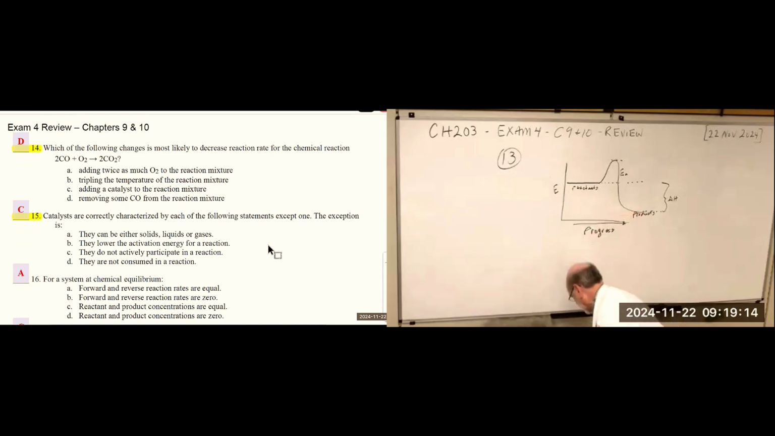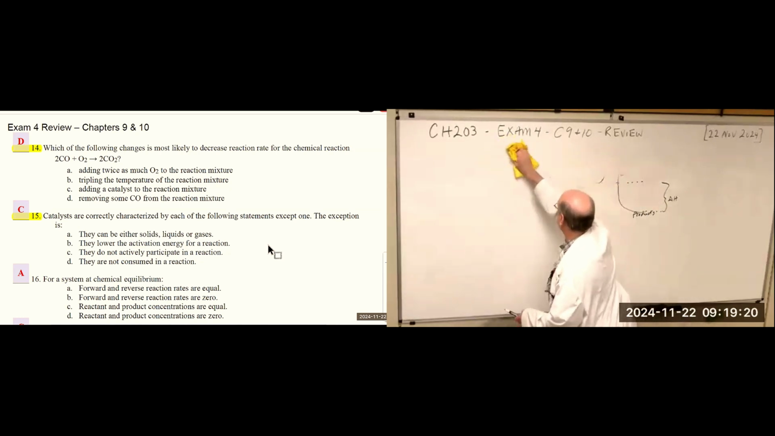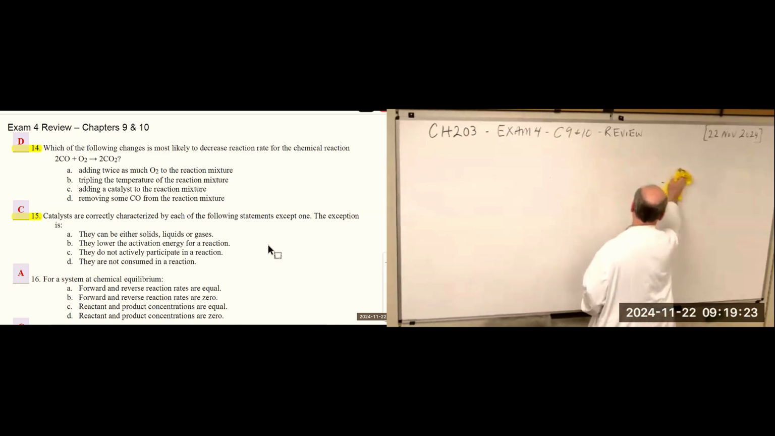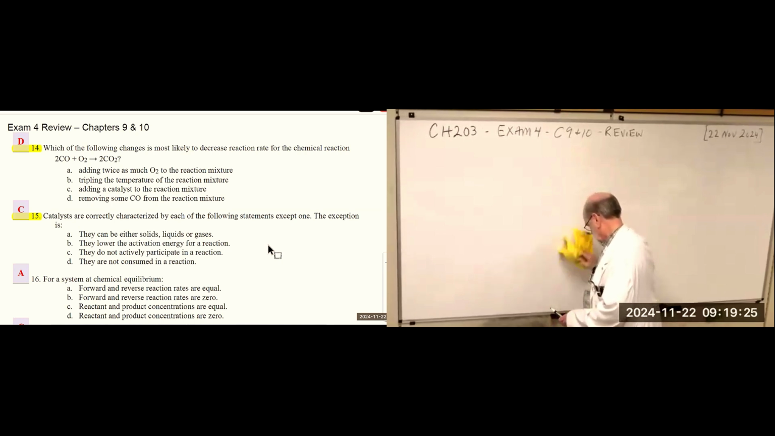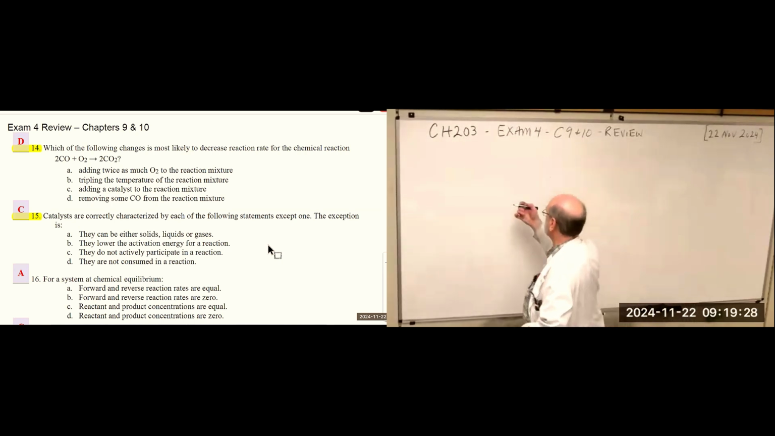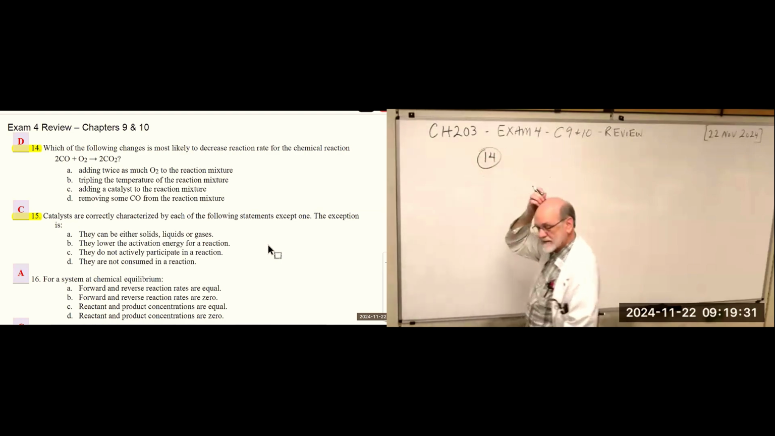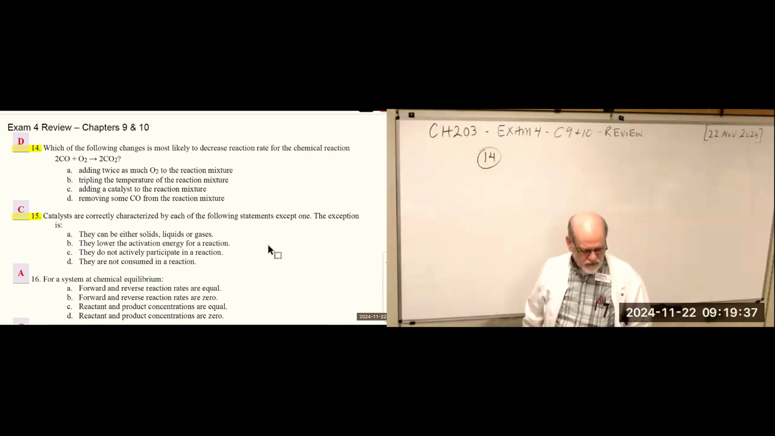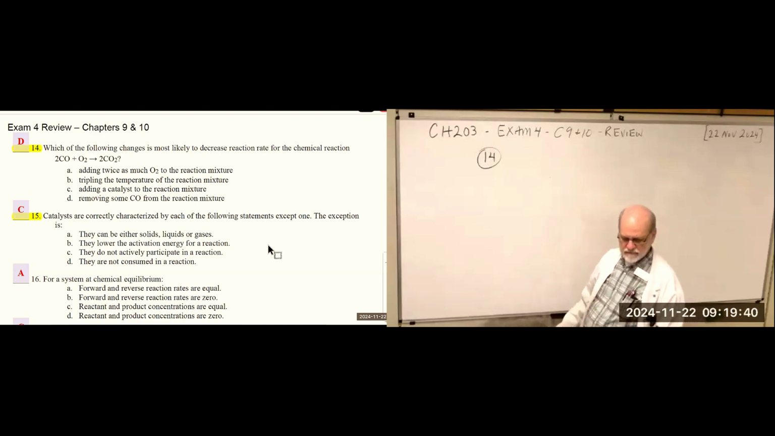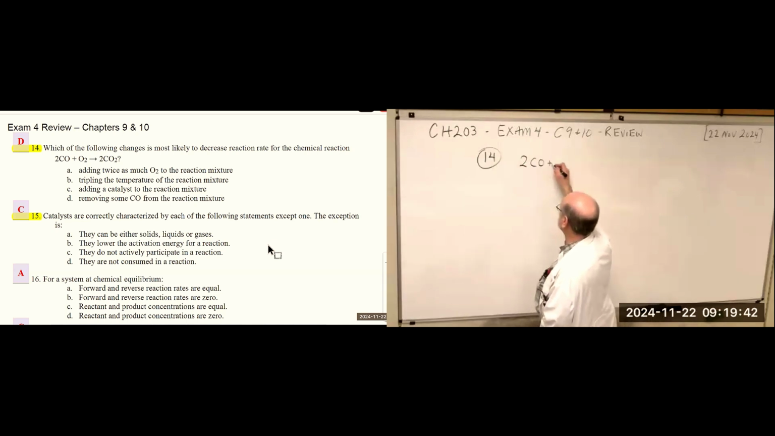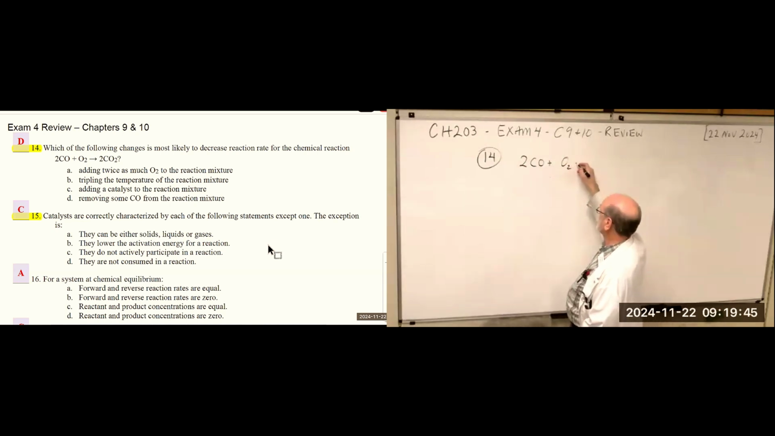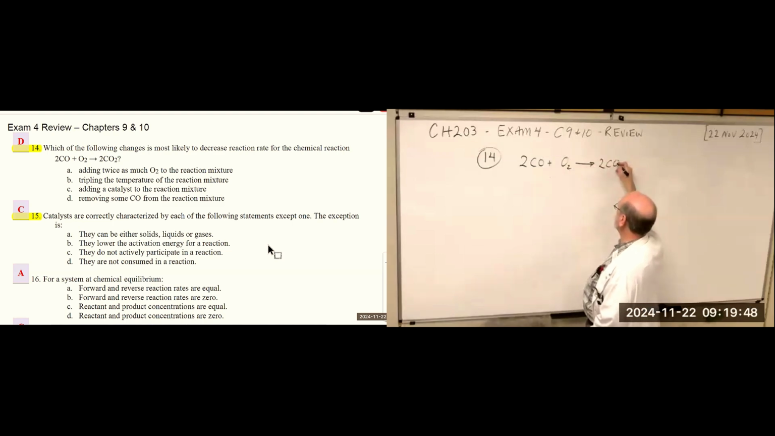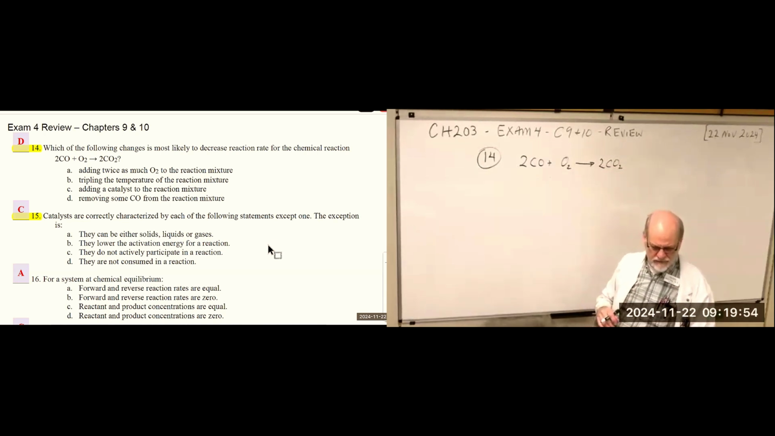All right, 14. Okay. Which of the following changes is most likely to decrease reaction rate for the chemical reaction? So if we have 2 carbon monoxide plus oxygen yields 2 carbon dioxide, what affects the reaction rate?